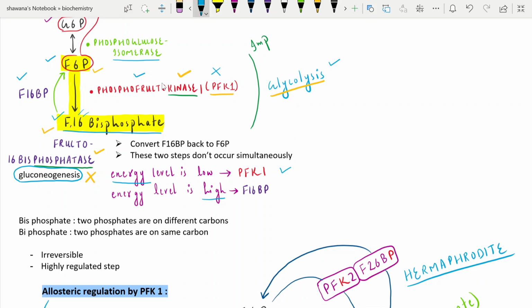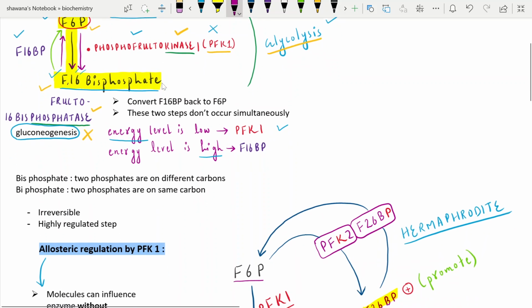The step we are discussing here, fructose 6-phosphate conversion to fructose 1,6-bisphosphate, is the most regulated step of glycolysis, and it's irreversible. Either the step is going to function in this direction or it's going to function in that direction. These two steps cannot occur simultaneously inside a cell.